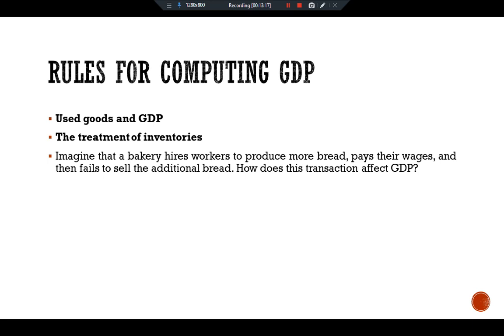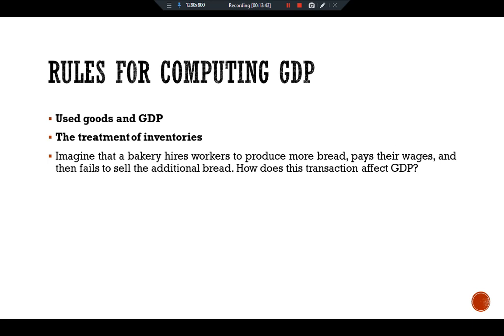The owners of the firm are assumed to have purchased the bread for the firm's inventory, and the firm's profit is not reduced by the additional wages it has paid, because the higher wages raise total income and greater spending on inventory raises total expenditure. The economy's GDP rises.